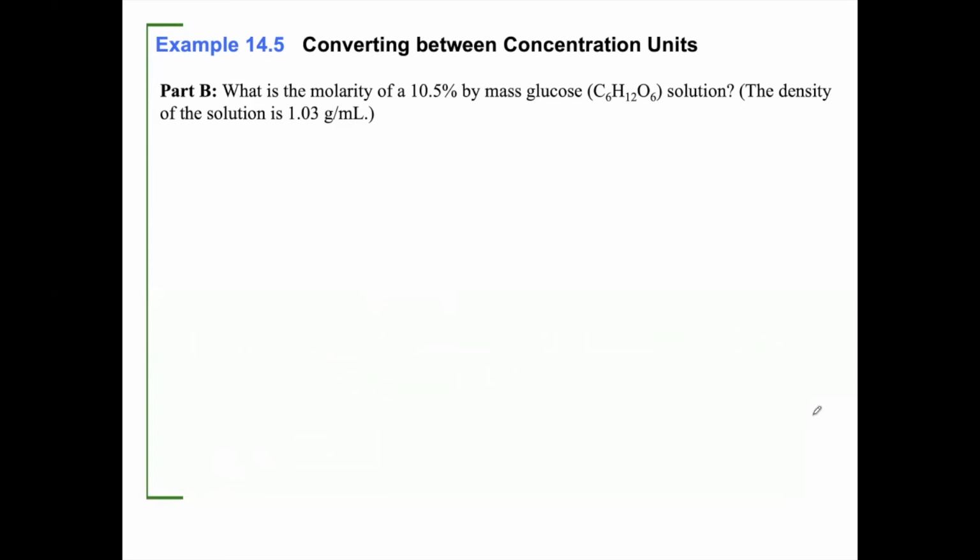This is the same exact problem, except with a different percentage. Okay, so, you know, this goes for all of these problems. Feel free to pause and try to do this on your own before watching the answer being written out. Okay, so again, let's just say we have 10.5 grams of glucose. Okay, maybe I'll read the question. What is the molarity of a 10.5% by mass glucose solution? And the density of the solution is 1.03 grams per milliliter. Okay, so we'll say that we have 10.5 grams of glucose, and we'll say we have 100 grams of solution.